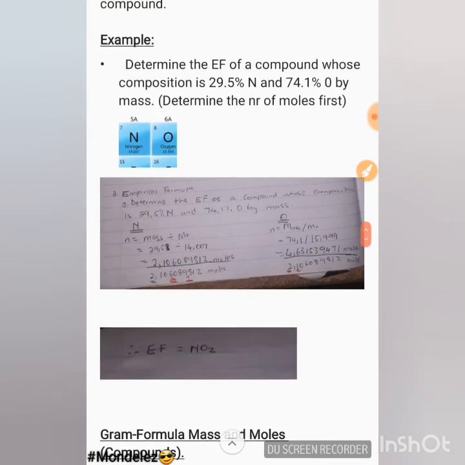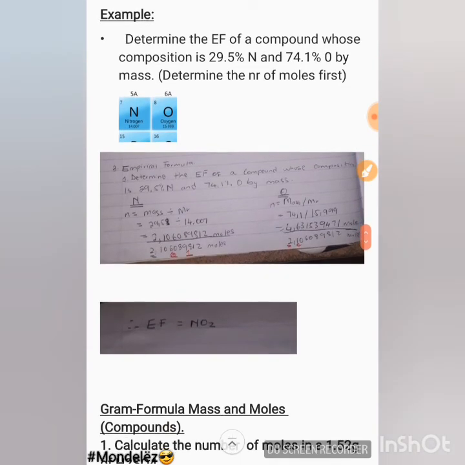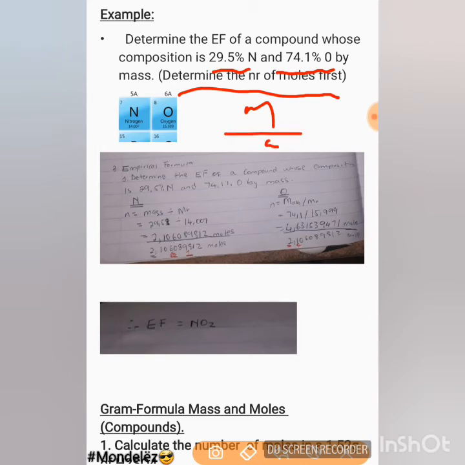Right. Now, let's look into an example. It states here, determine the empirical formula of a compound whose composition is 29.5% of nitrogen and 74.1% of oxygen by mass. So how do we go about it? First, you should determine the number of moles. So how do we determine the number of moles? You say the mass all over the molar mass, right?